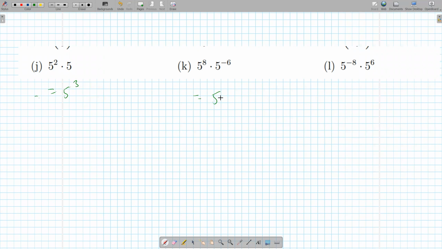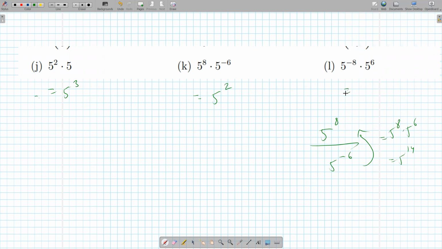14. Nope, try again, not 14. 14 would be if it was like this, you would get 14, which it's not. This would be up, and then you get 5, 8 times 5, 6, that would be 5, 14, which is not the case here. You simply add them up. Is it 2? Yeah, it's just 2, you simply add them up.